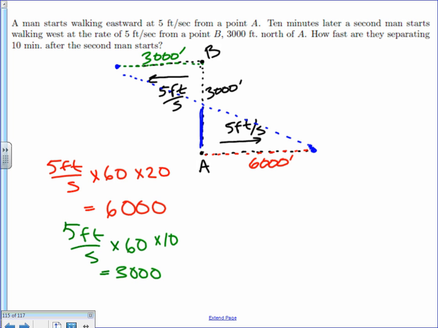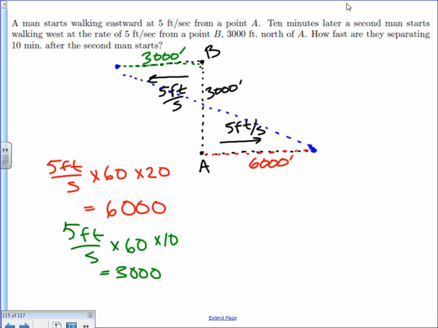We don't know this distance. We know that the whole thing is going to be 3,000 feet, but we don't have a way to figure out that distance. We actually know very little information in this triangle itself. We can't figure out the hypotenuse. We can't figure out that vertical leg. We can't figure out any of the other rates of change. So that triangle is of very little use to us.